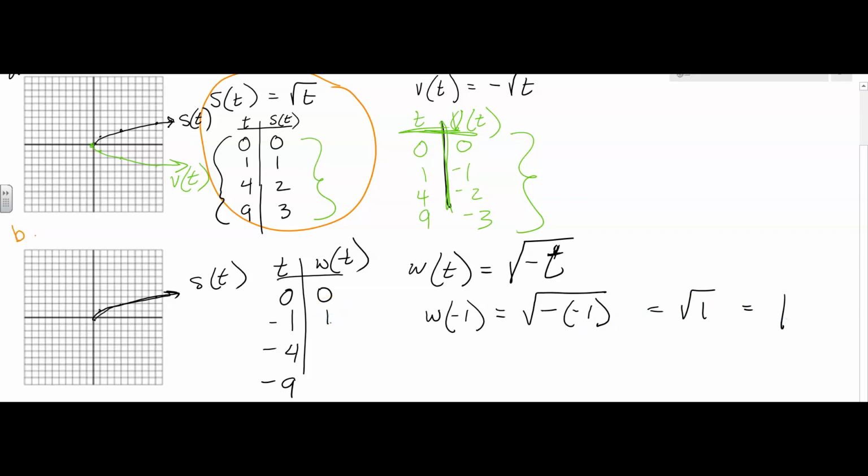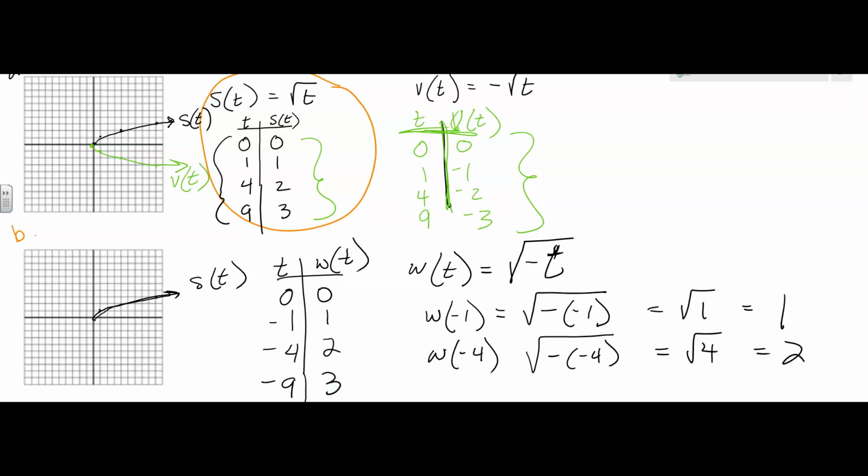And then if you put in -4, it's going to be the square root of the opposite of -4, which is going to be the square root of 4, which is going to be 2. And then finally the square root of the opposite of -9 is going to be the square root of 9, which is 3. Now when we graph those, you get 0, 0, -1, 1, -4, 2, and -9, 3. And you get this reflection that's reflecting about the y-axis. We call that a horizontal reflection.